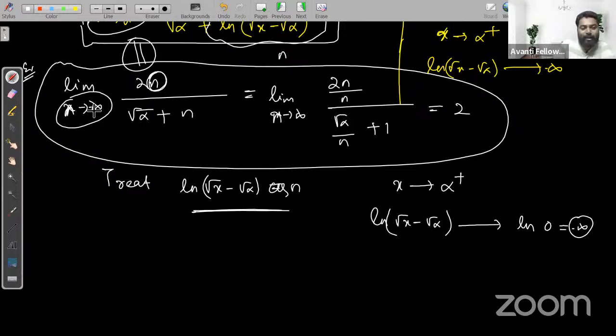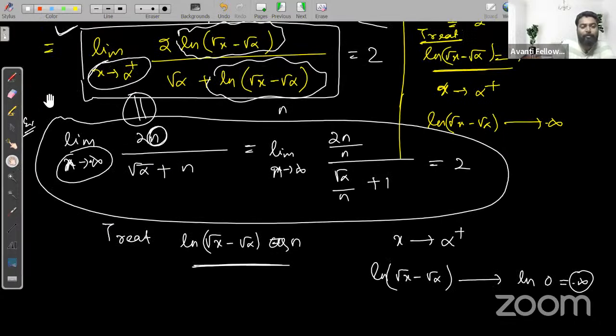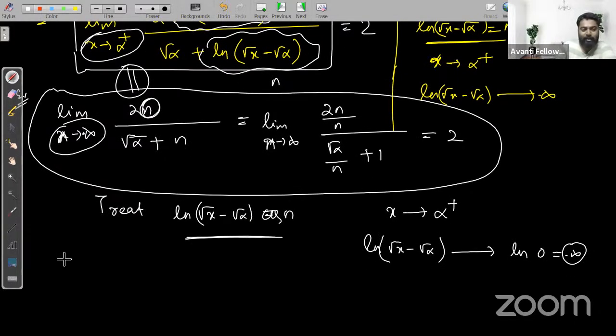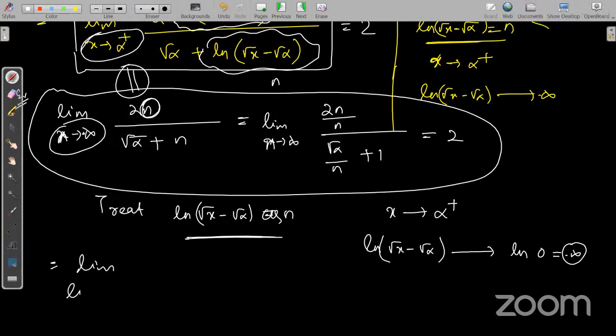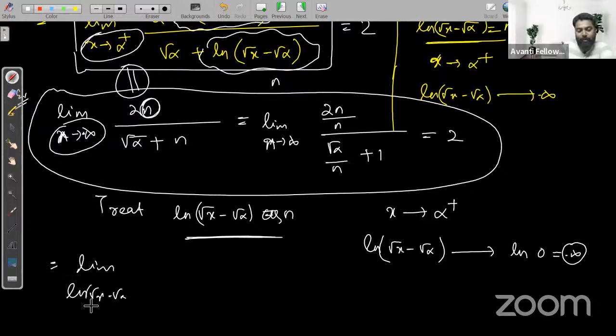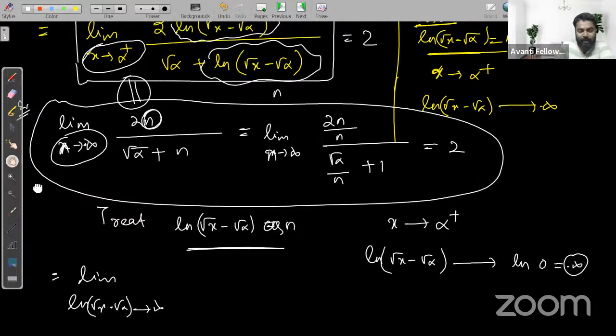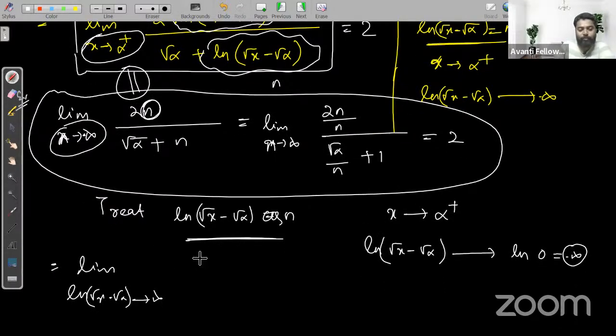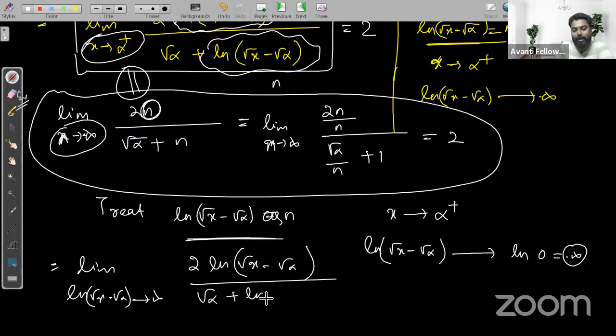So here we can use minus infinity. That's why I am writing here, ln of root x minus root alpha tending to infinity. In the numerator, what is there? That is 2 into ln of root x minus root alpha, divided by root alpha plus ln of root x minus root alpha.